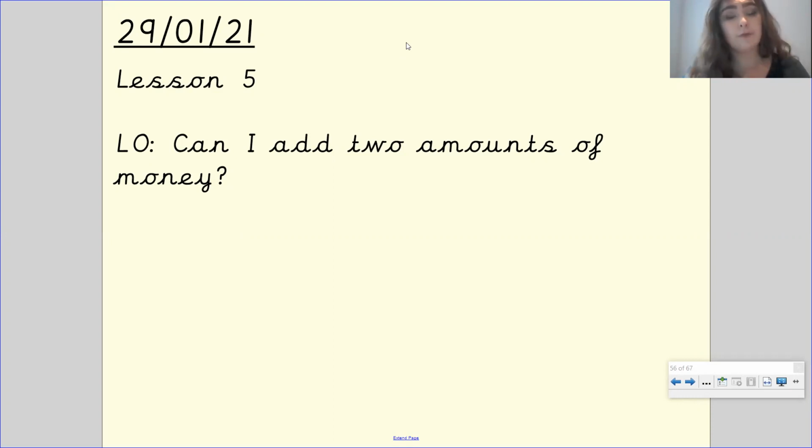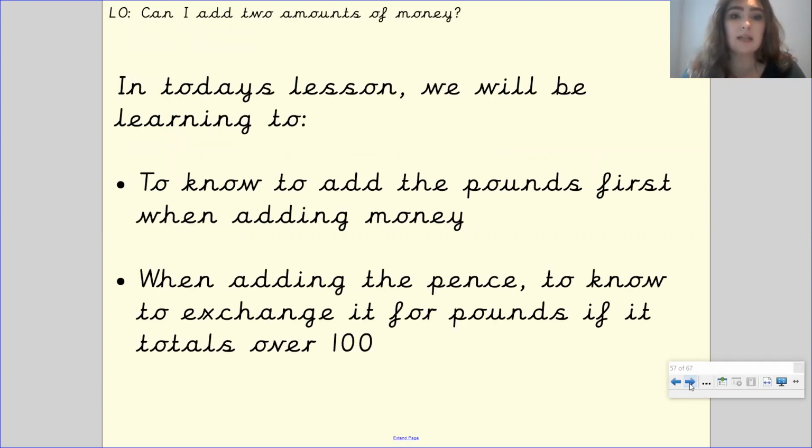So welcome to your fifth and final maths lesson for this week. And our learning objective for this lesson is, can I add two amounts of money? So in this lesson today, we are going to learn to add the pounds first when adding money, and to know that when adding the pence, we need to exchange it for pounds if it totals over 100. So that's to add pounds first when adding money, and then to exchange pence for pounds if it's over 100 pence.